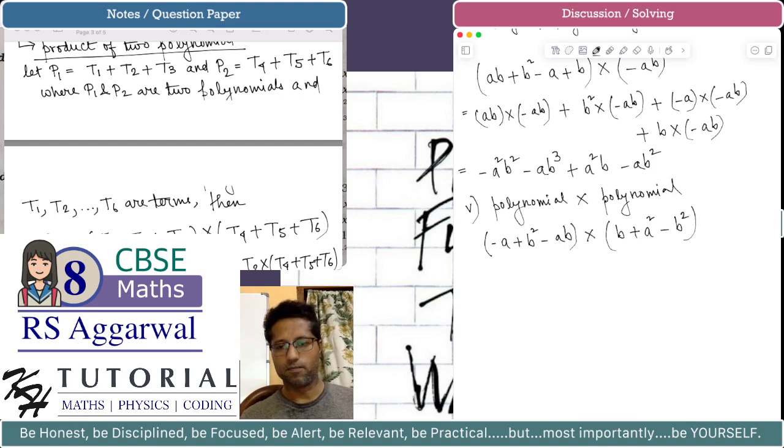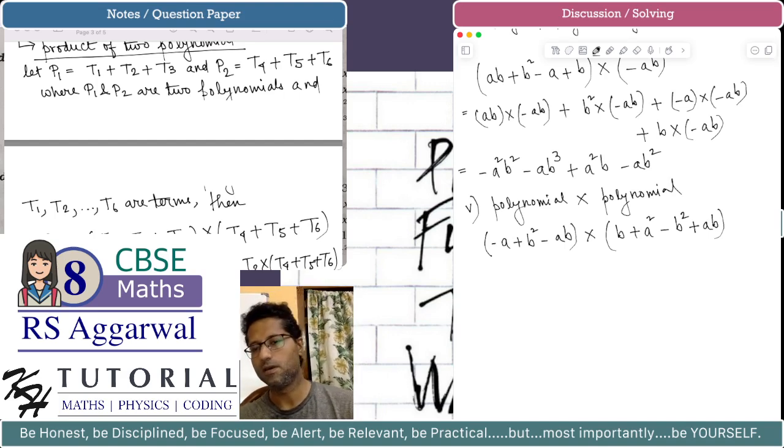So we have to find the product of these two polynomials. Let's take a little more complex example. Let's say the second polynomial has 4 terms, let's say plus AB. So the first polynomial has 3 terms. The terms are minus A, B square and minus AB. And the second polynomial has 4 terms. The terms are B, A square, minus B square and AB. So how do we find the product?